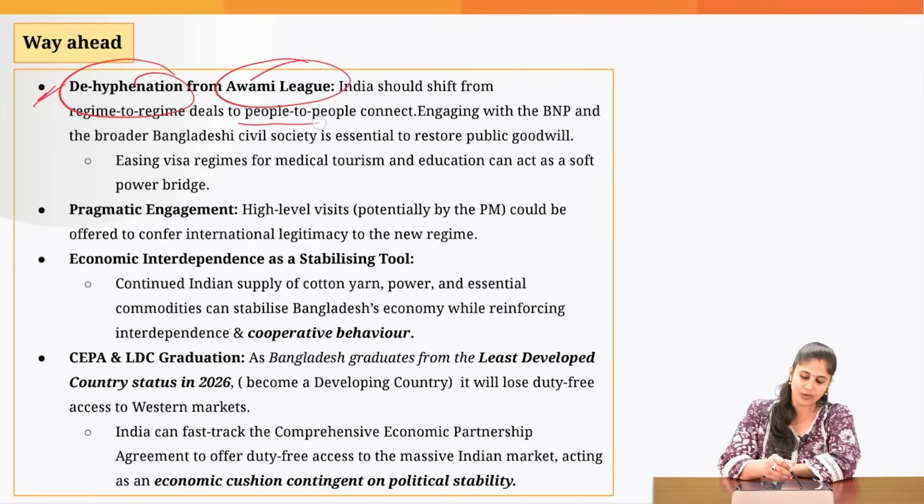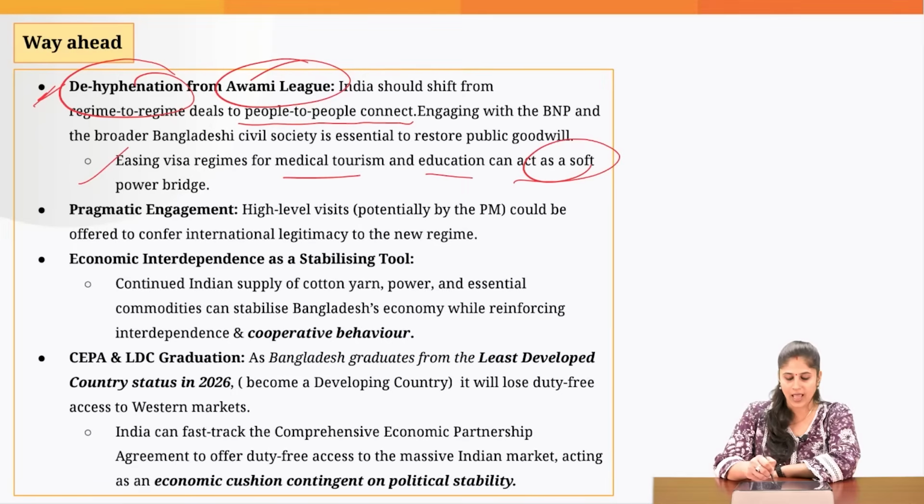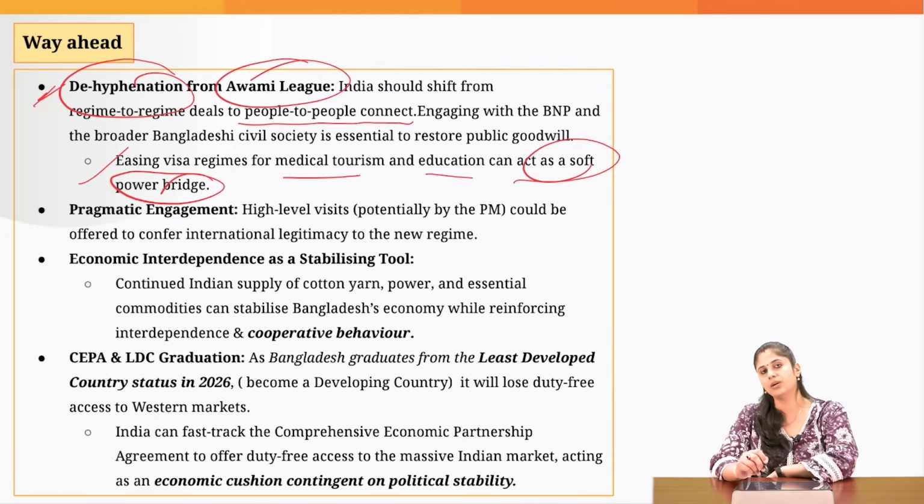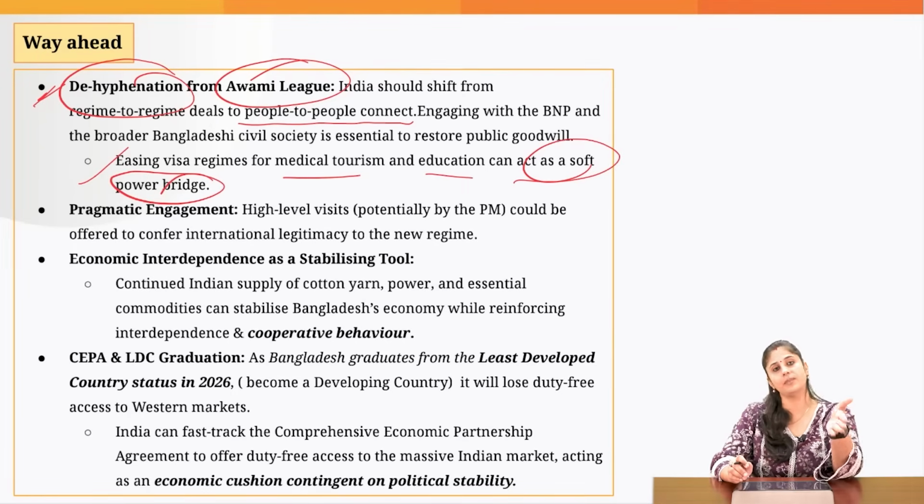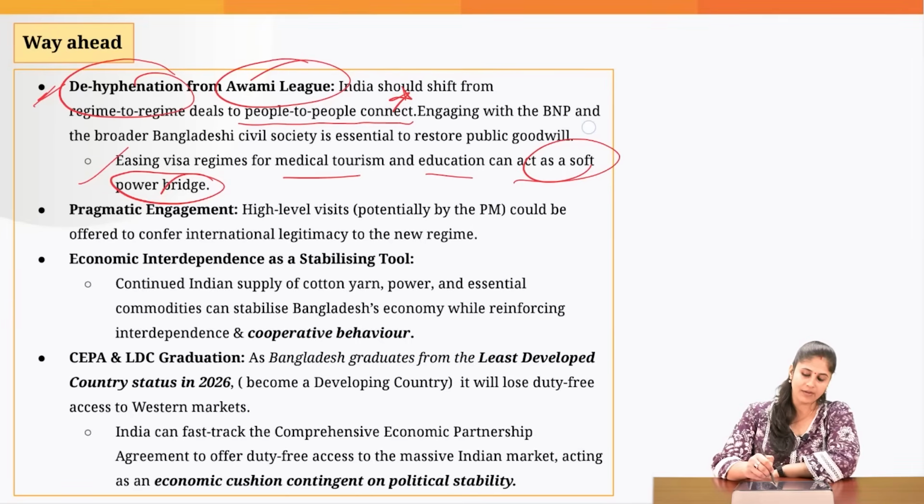Rather, we should go for people-to-people connect. This we can do by easing the visa regimes for medical tourism and education, and we can strengthen the soft power bridge. So, our relation with Bangladesh should not be dependent upon the political party in power. Rather, it should be about strengthening the people-to-people connections. And we need to do away with the anti-India sentiment which is on the rise after the BNP has come into the picture in Bangladesh.